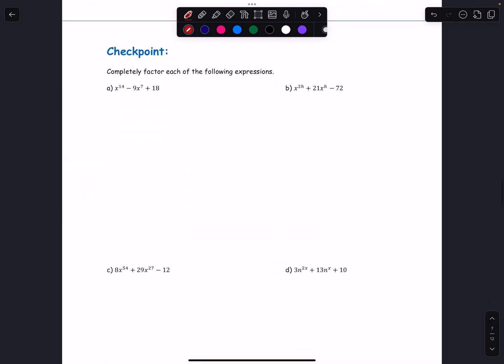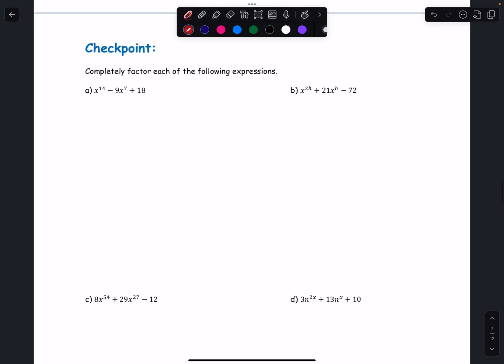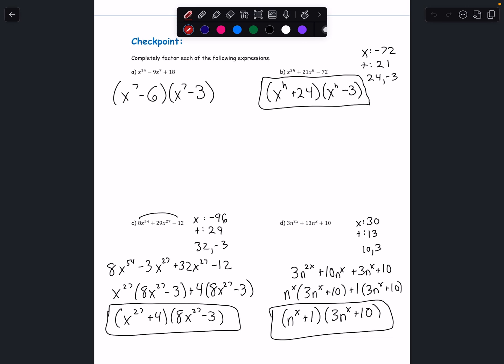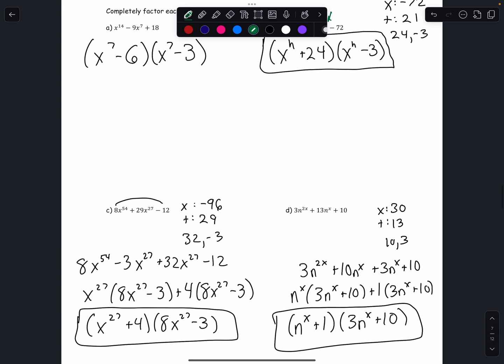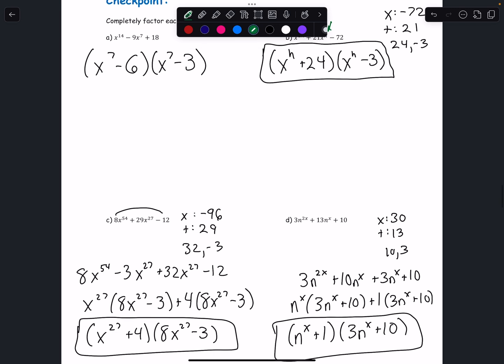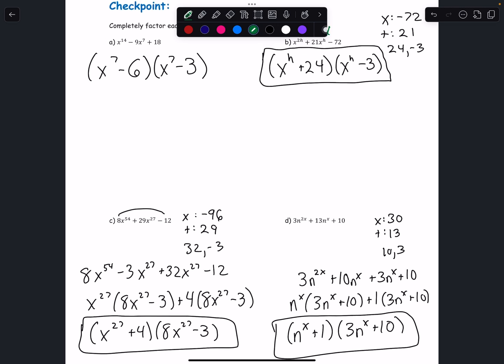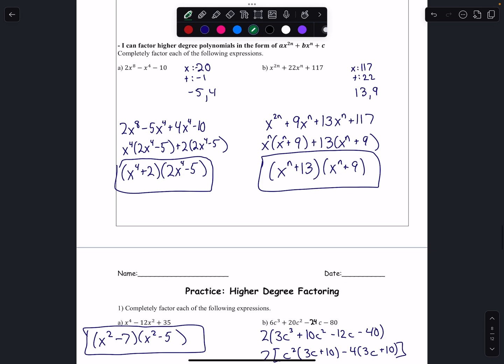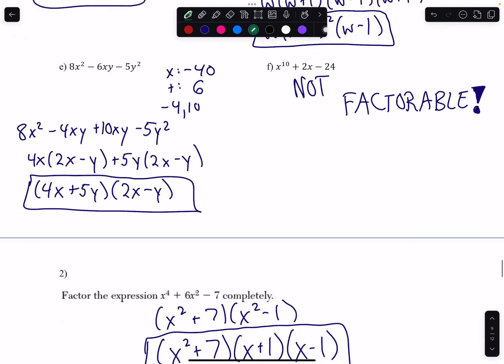So on the last page, I just want you guys to do the checkpoint. Pause the video, play it once you're done. Here's what you should get for the checkpoint. I feel like the biggest thing for the checkpoint are these ones with the exponents being a variable. Make sure you're good with those, especially D. That one had a leading coefficient that wasn't 1, so it makes that a little bit more difficult. But that's it. You got the success criteria and the homework/practice after this.